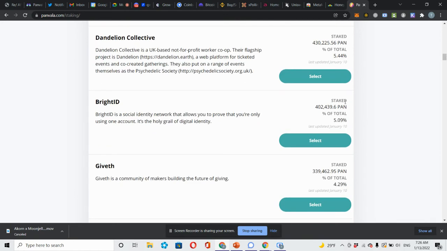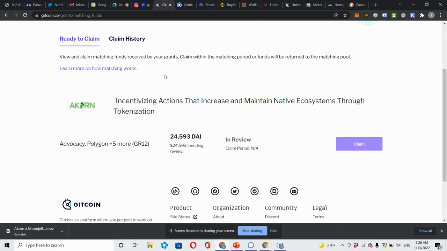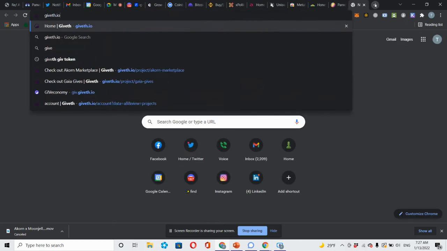And Panvala is also used in Gitcoin. So they're used as like the matching funds for a Gitcoin grant. And for example, last time we used advocacy Polygon plus 5 more and GR12. Those were the matching pools that we were part of. And people were funding in DAI. But if they funded in PAN, there'd be a matching pool in PAN for these different organizations.